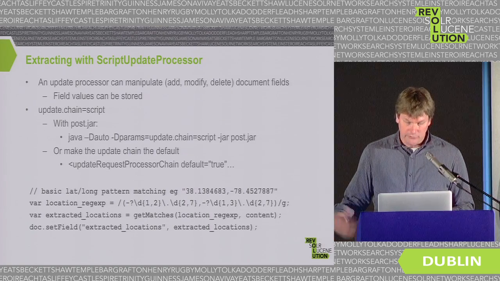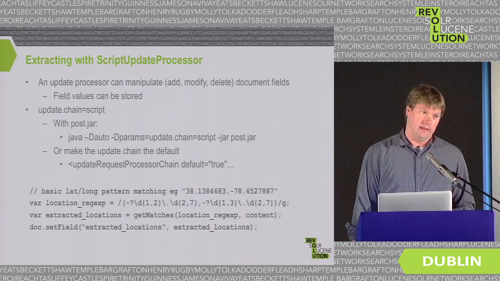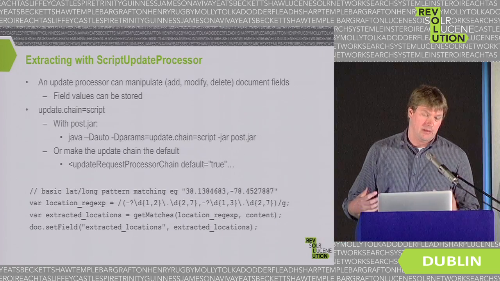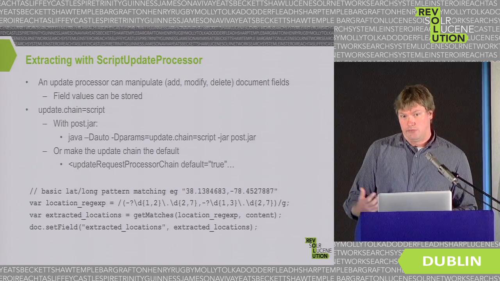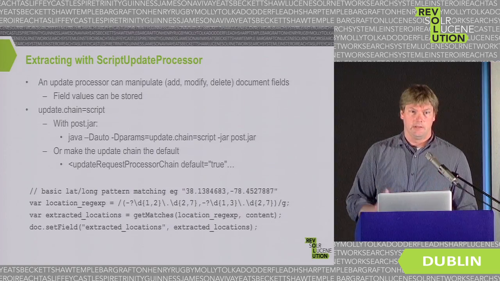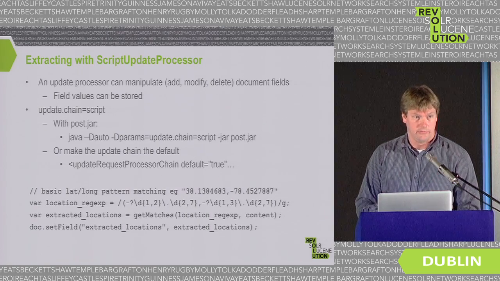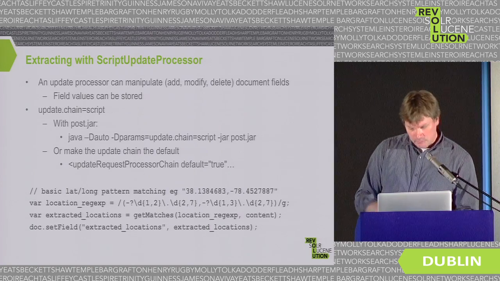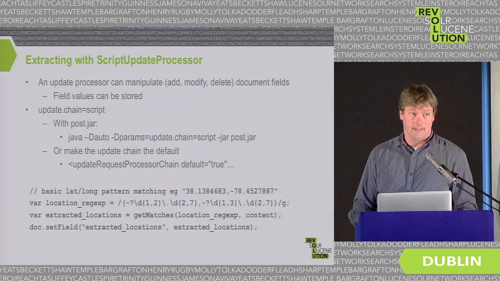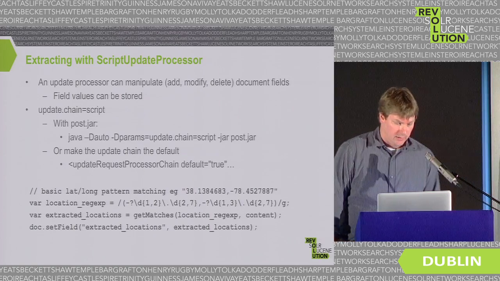The script update processor allows you to use pretty much any JVM scripting language out there. The example is in JavaScript, but you could use JRuby or Groovy or Jython and other languages like that. I've played around with each of those to come up with an example. But the JavaScript one is built into all JVMs, so it's very easy to use without having to add in other scripting engines.